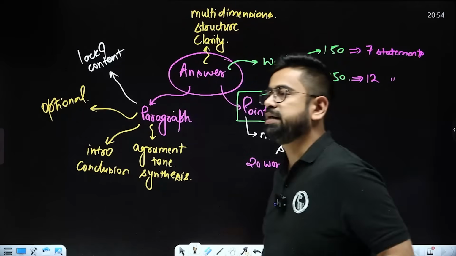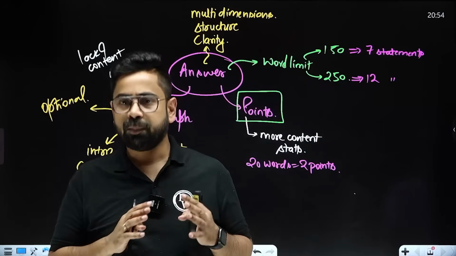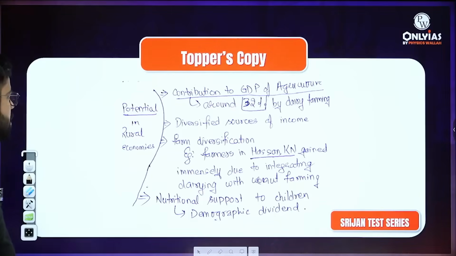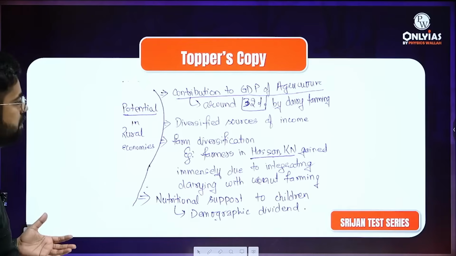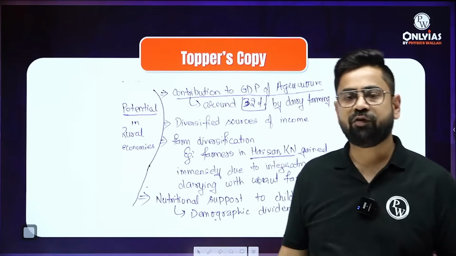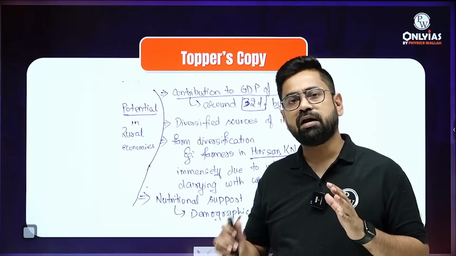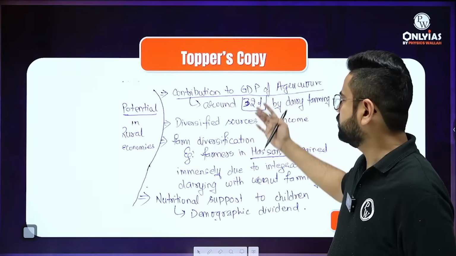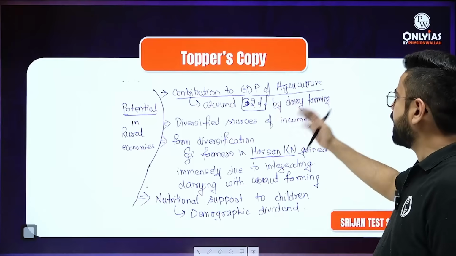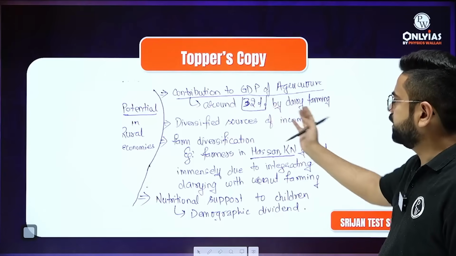But now the question arises, do toppers also use this? So let me show you some topper copies. In our Srijan test series, there were a lot of students who got selected. These toppers were basically writing in pointers. Mainly, you will find that general studies answers are in points. This is one of the copies where you find that the heading is potential in rural areas, and all the points are given along with the data and all.